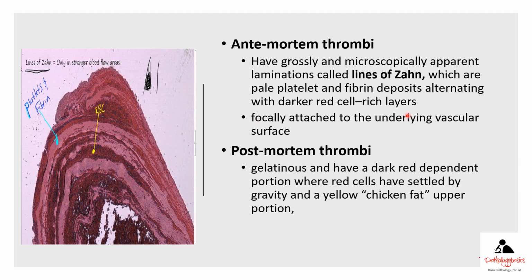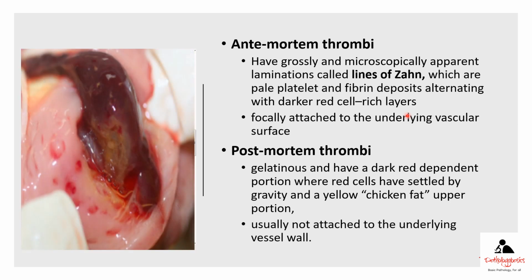Postmortem thrombi, on the other hand, have what we call a dependent red blood cell portion. So this is the dependent red blood cell portion. Red blood cells settle down, and on the top they have a yellow, chicken-fat-like appearing surface. This happens due to the blood settling down, red blood cells settle under gravity, and the remaining cells settle above the RBCs, usually not attached to the underlying vessel wall.